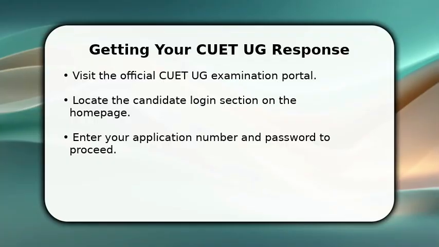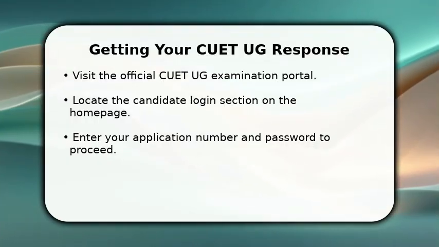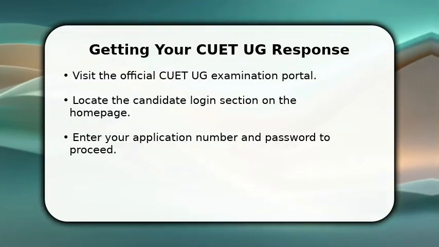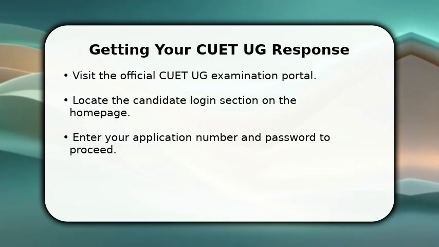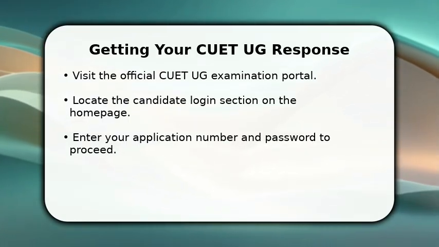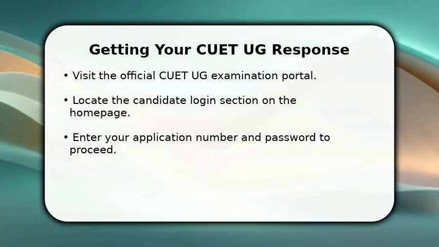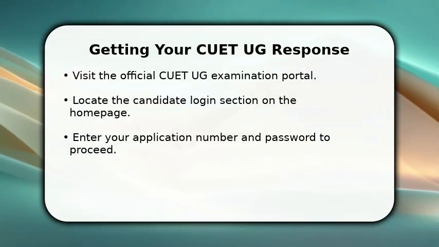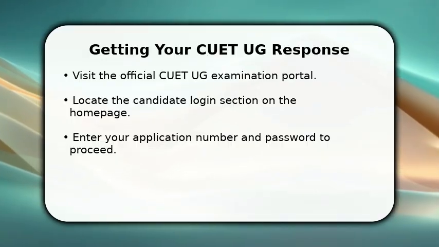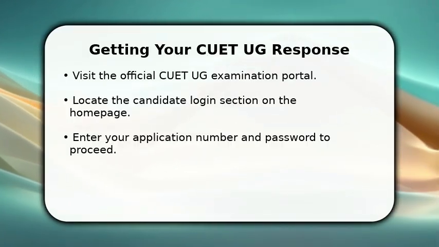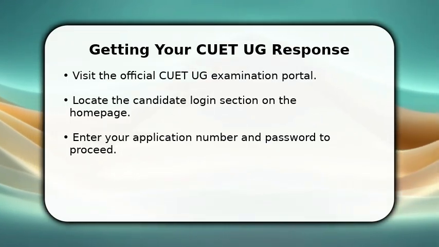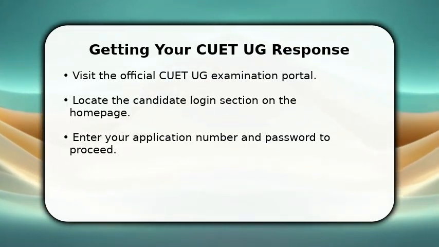Enjoy the video. In this video, I will explain how to get your CUET UG response sheet. This is a straightforward process that helps you review your performance. First, you will need to navigate to the official examination website. Once there, look for the dedicated candidate login area. You will then use your unique application number and a secure password to access your personal dashboard. This initial step is crucial for retrieving your valuable response data.